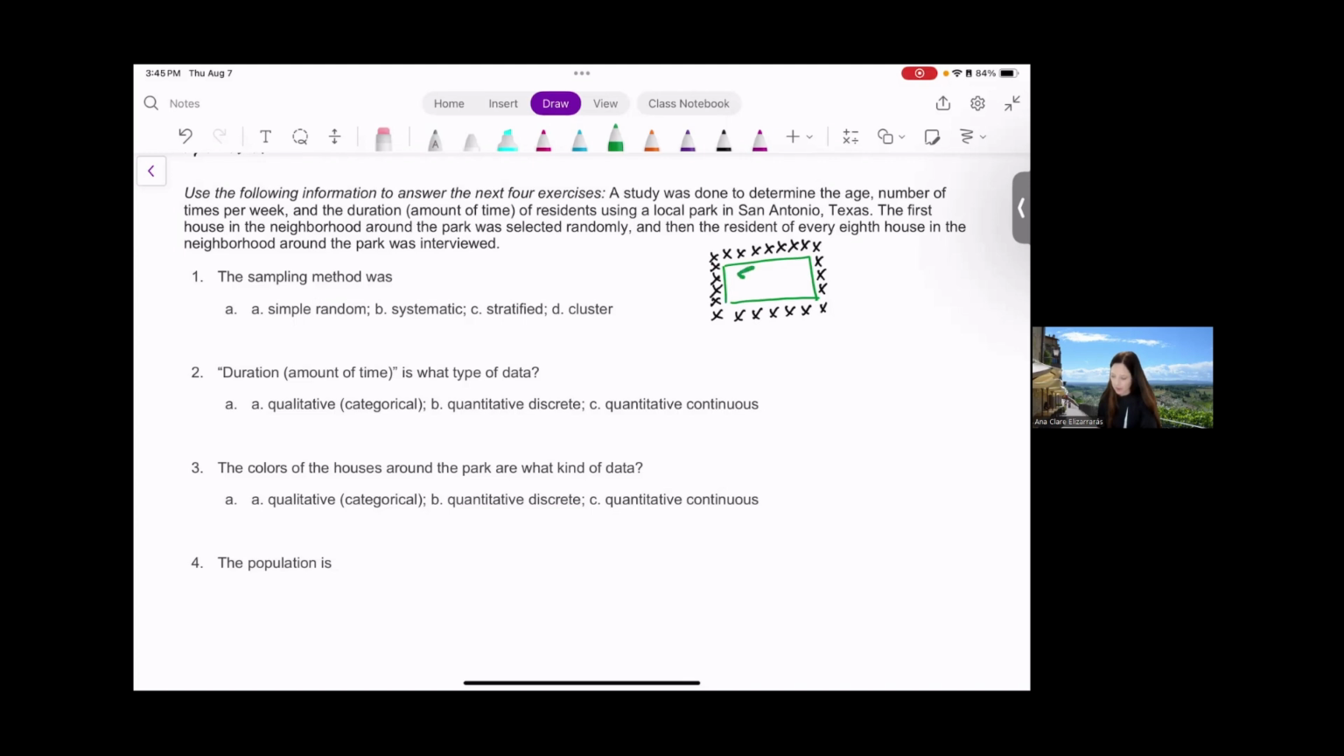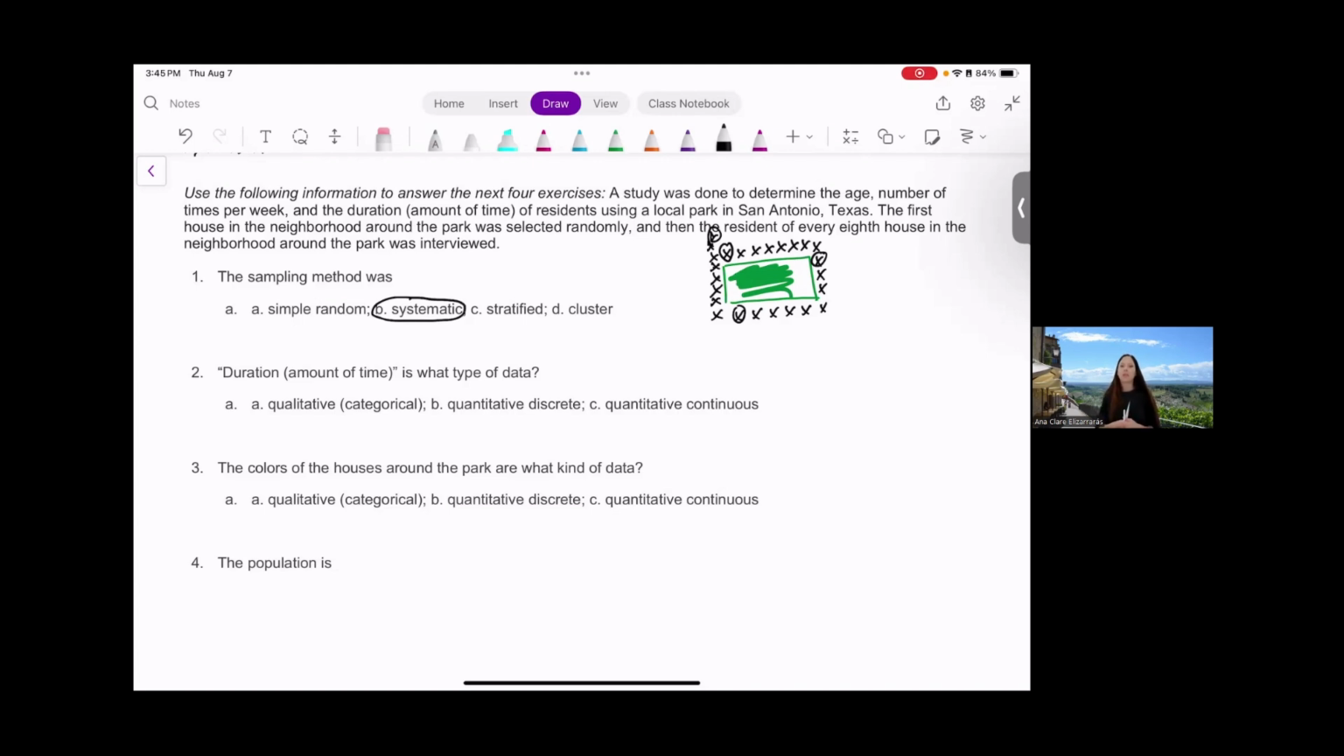Let's imagine that this is our park, and each of the X marks is a house. So what's happening is you're starting out at a house, and then you're going to every 8th one. 1, 2, 3, 4, 5, 6, 7, 8. 1, 2, 3, 4, 5, 6, 7, 8. 1, 2, 3, 4, 5, 6, let's say 7, 8. Something like that. When I do it in a way of every case, that is a systematic sample.